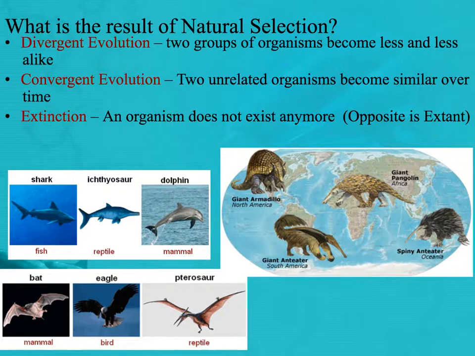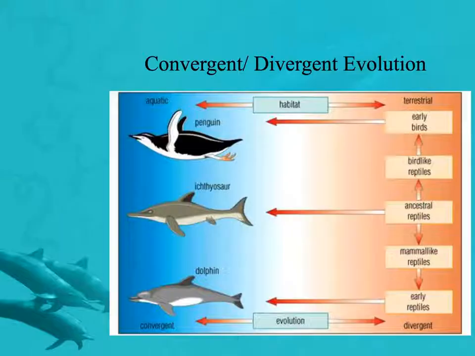And then extinction is when an organism does not exist anymore. The opposite of that is extant. For example, there are three extant species of anteaters and one extinct species of anteater. Extinction is the result of natural selection because basically the organism is no longer the most fit for the environment. A lot of times it's because the environment changes.